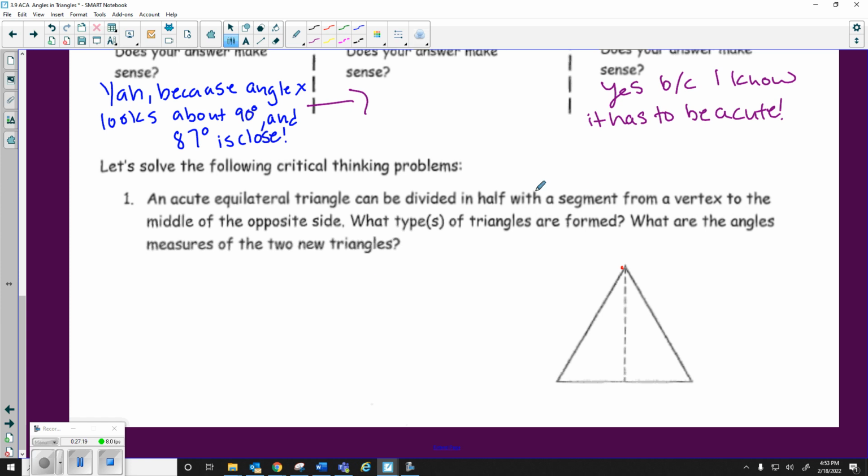What? Okay, it wants me to name the type of the triangle, and the angles and all that stuff, but it didn't even give me any measurements. What? Okay, so let's think about this. Let's go back. So it says that this whole thing, the solid line triangle, is an acute equilateral triangle. Acute equilateral. Okay, so what do we know about equilateral? I know that equilateral, that's when they're all the same. Equilateral triangle means that all the sides are the same. And if all of the sides are the same, that also means that all angles are the same.